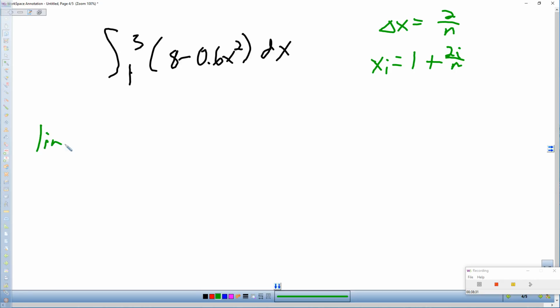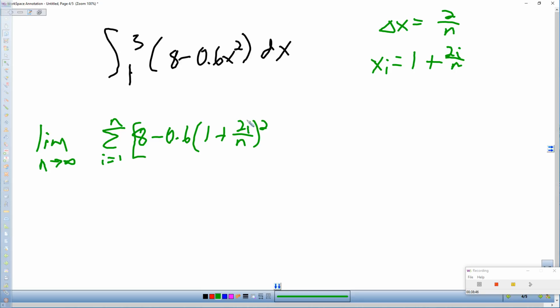So we're doing the limit as n goes to infinity of the sum i equals 1 to n of 8 minus 0.6 times 1 plus 2i over n squared, times 2 over n. So the limit as n goes to infinity, I'm just going to pull the 2 over n out right now.